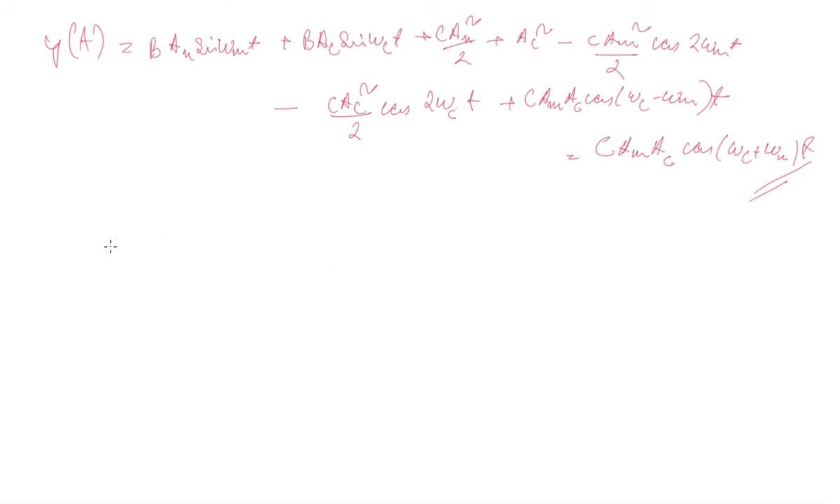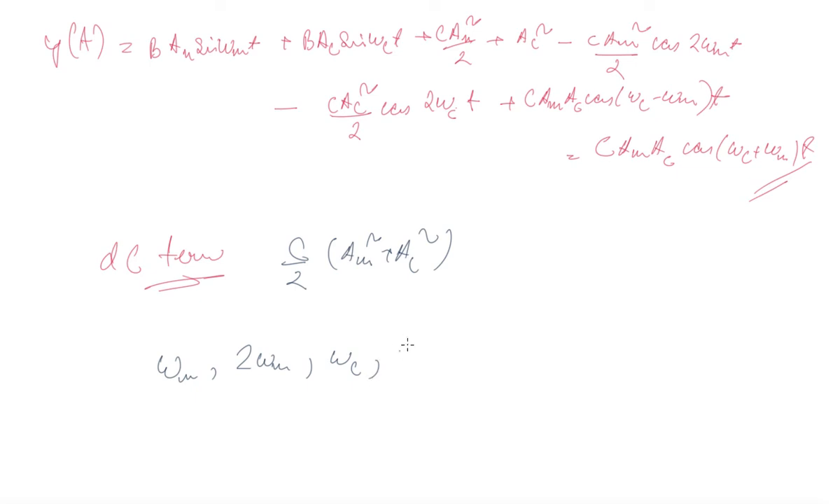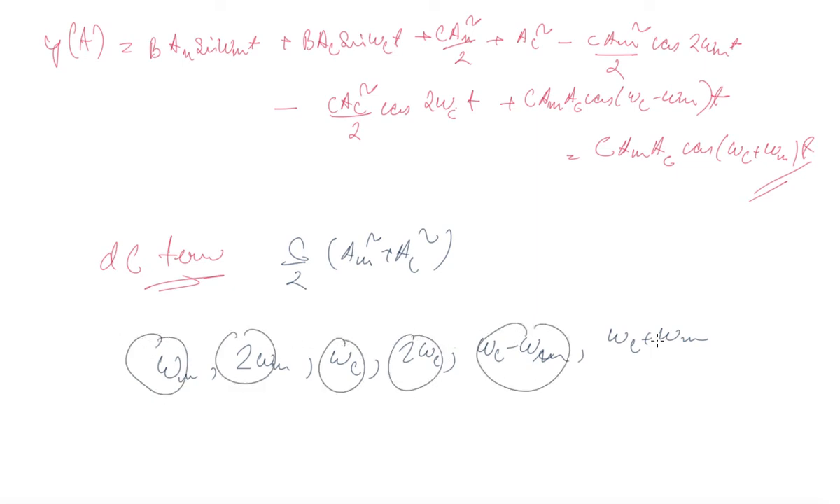Now, there is a DC term that we have already discussed. What is a DC term? The DC term is your c by 2 into Am whole square into Ac whole square. And we have sinusoidal frequencies of ωm, 2ωm, ωc, 2ωc, and ωc minus ωm and ωc plus ωm. Now, these are the different frequencies that this particular wave has.